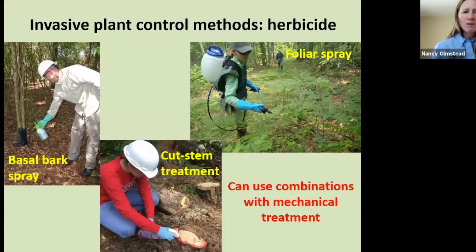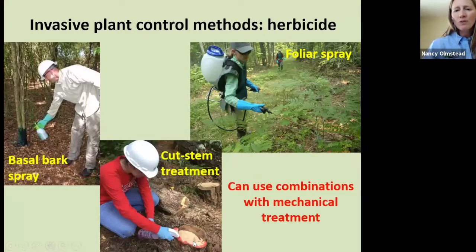And you can see that there's a dye being used in this example. There we go. So there's a blue dye being used here so that the applicator can know what plants have been treated and what plants are yet to be treated. On the bottom, I'm showing an example of the cut stem treatment.